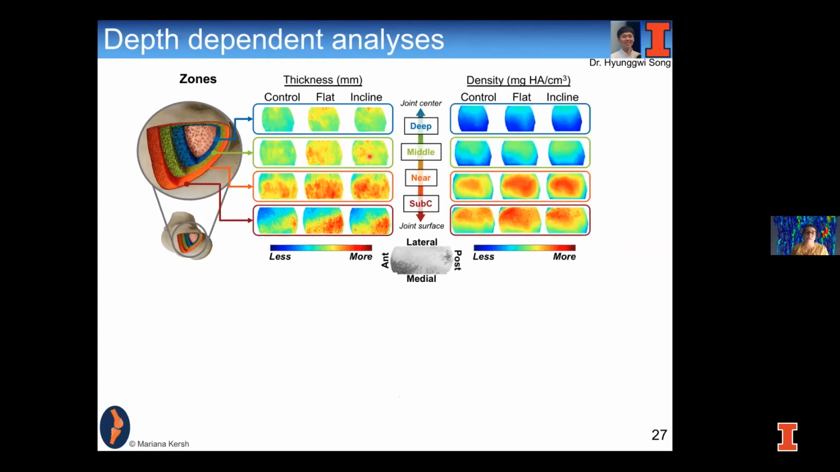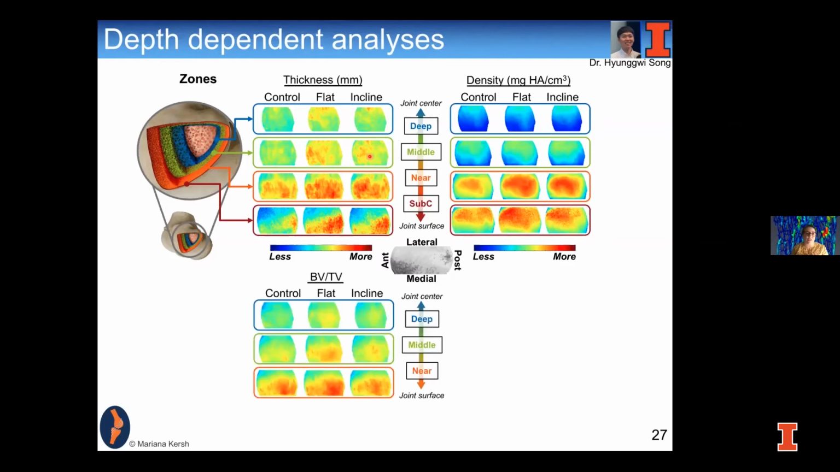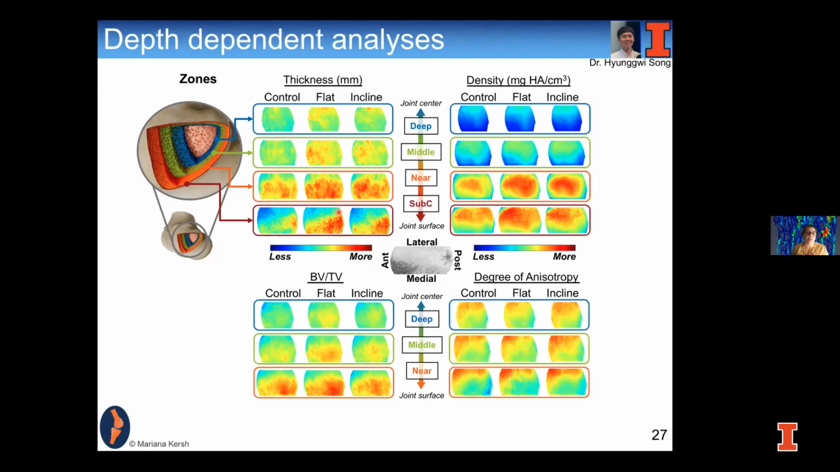Similarly, we have variation in density, so it's not necessarily uniform, but it is decreasing as we move towards the center of the joint. Bone volume fraction, not surprisingly, was higher in the trabeculae near the subchondral bone and lower in the deep zone, so this is likely due to that increase in thickness that we see. And then degree of anisotropy, so the orientation of the trabeculae, also had a heterogeneous distribution.